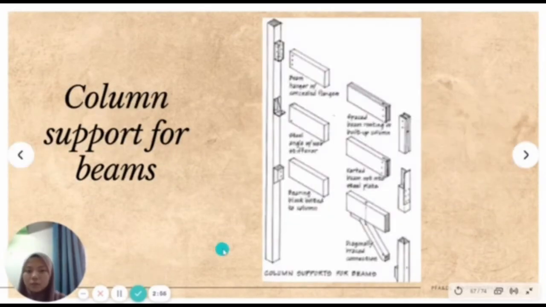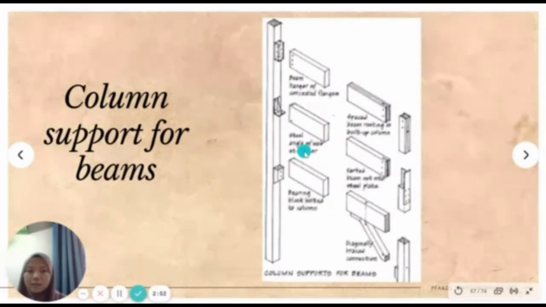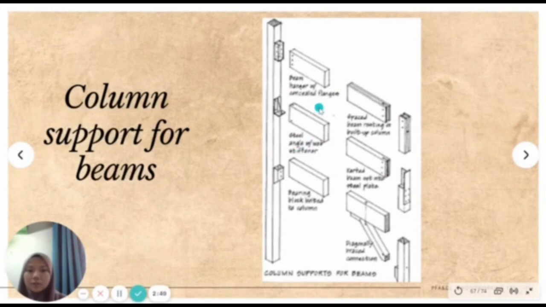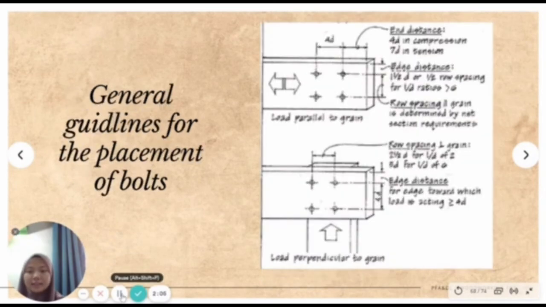Next is column support for beams. There are 6 types of connectors, which are beam hanger with concave length, steel anchor with web stiffener, bearing block bolted to the column, space beam routing on built-up column, curved beam set into steel plate, and diagonal brace connection. Next is general guideline for the placement of bolts using diameter of bolts. There are 2 types, which are load parallel to grain and load perpendicular to grain.